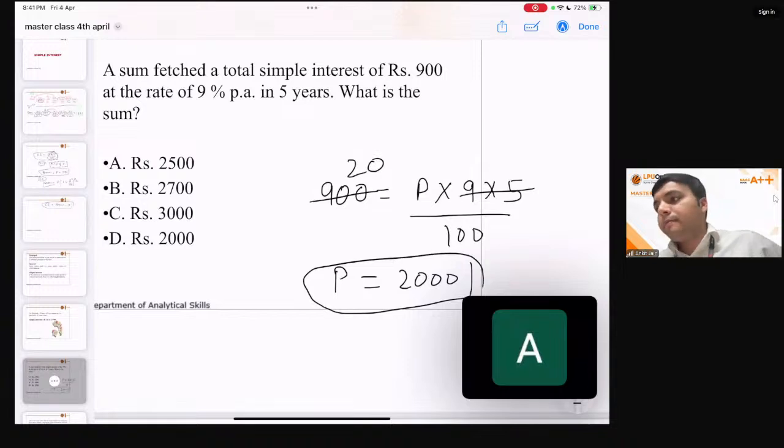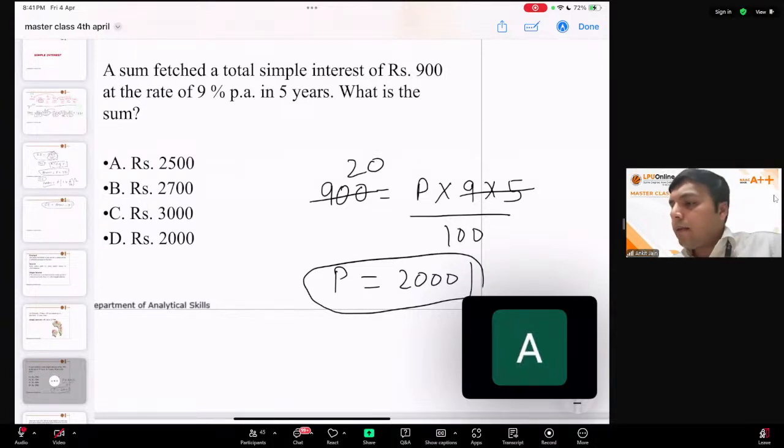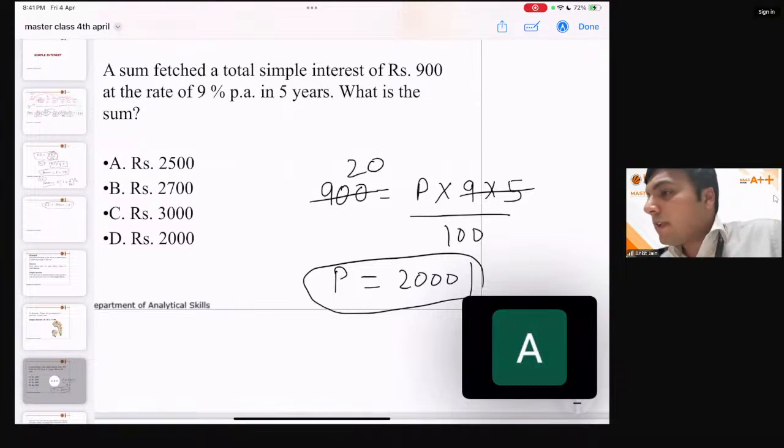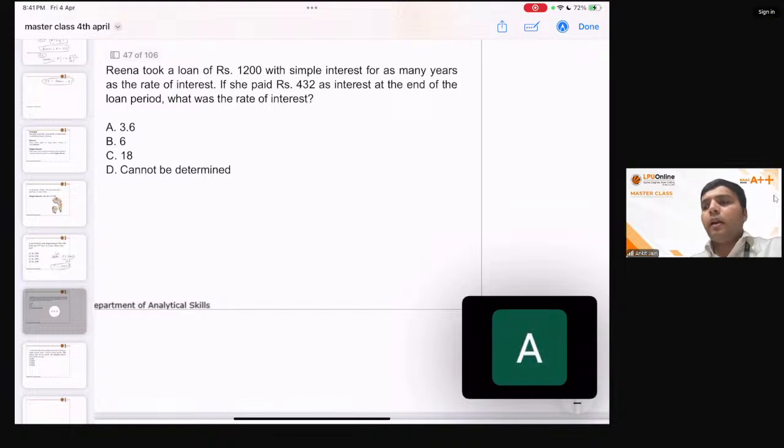Simple. Now, bro, score, give the right answer. Very good. Sabi, Arpit, Mohammed, give the right answer. Very good. Okay, try to solve the next question.